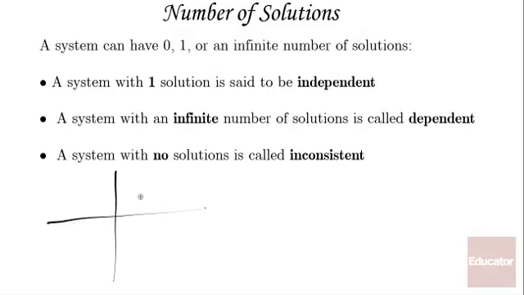So if I have my xy axis and I graph two lines and I find one point at which they intersect, then this system is said to be independent.